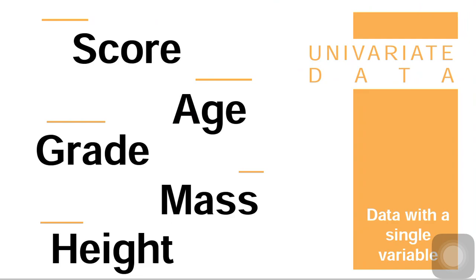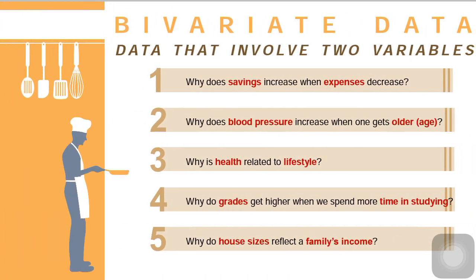In this lesson, we'll be dealing with bivariate data. From its prefix bi, it means two. So if we talk about bivariate data, these are data with two variables. We'll go back to our question, and we'll see two variables for each statement.